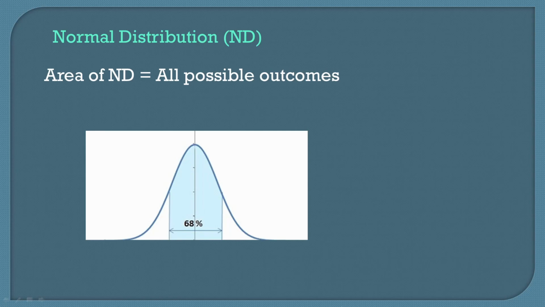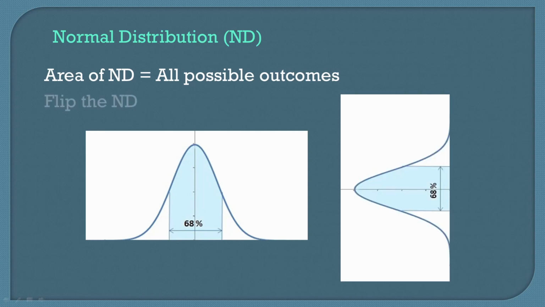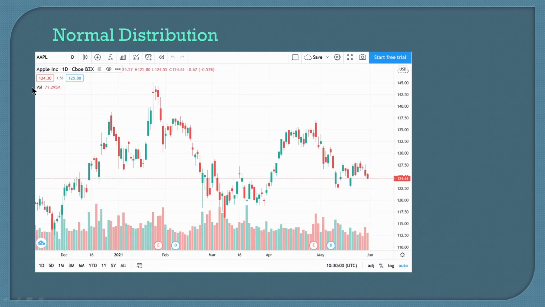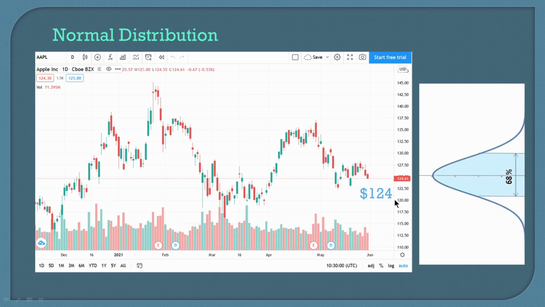One way to help you visualize this better is to flip the normal distribution onto its side. Here I have the chart for Apple. In the chart, the current price for Apple is about $124. When you flip the normal distribution and align the center of the normal distribution to the current price of $124, the probabilities might start to make more sense.